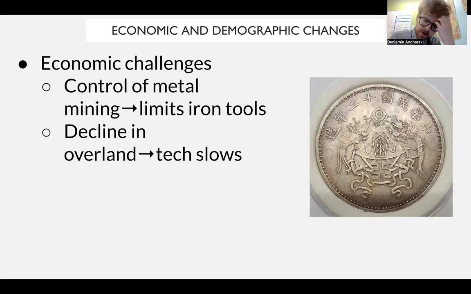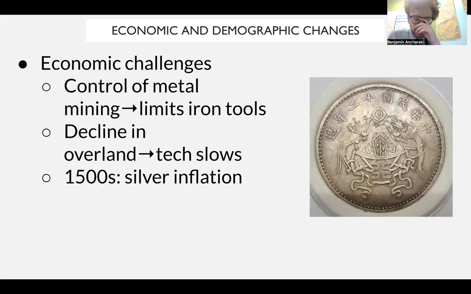We also see that there's a general decline in overland trade, which is going to lead to a slowing of importing foreign technology. China's going to kind of still be the predominant manufacturing and technological mastermind of the early modern period. However, things are going to slow down because of this insistence on forbidding outside influences, thanks to Neo-Confucianism.